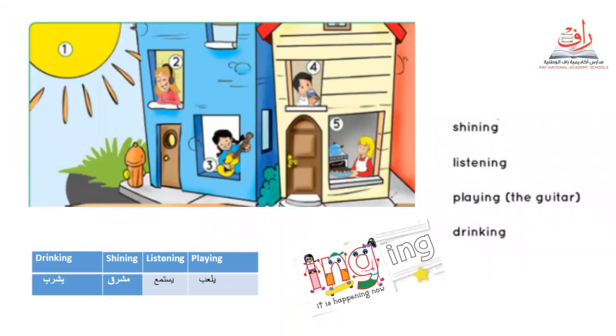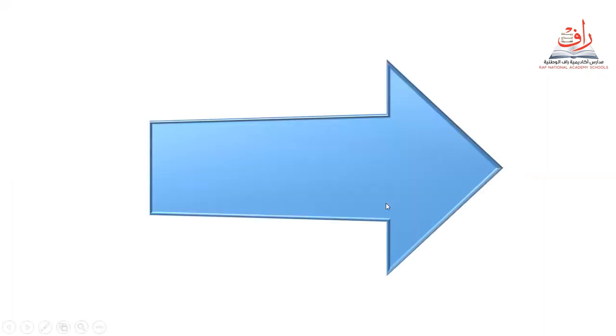Okay. Now, let's go to see what we have. We have something. Playing. Yes, this is what we are talking about. Play. We should put playing because something is happening now, and we can see it. Okay.